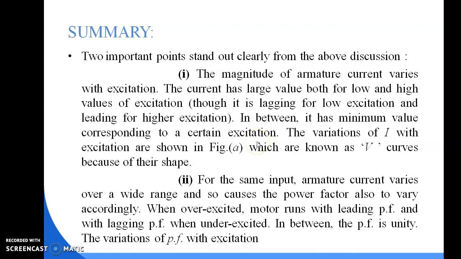The variation of current with excitation is shown in figure A, which are known as V curves. We will see later on slides. For the same input, armature current varies over a wide range and so causes the power factor also to vary accordingly. When overexcited, the motor runs with leading power factor and with lagging power factor when underexcited. But in between, the power factor is unity. The variations of power factor with excitation we will see.